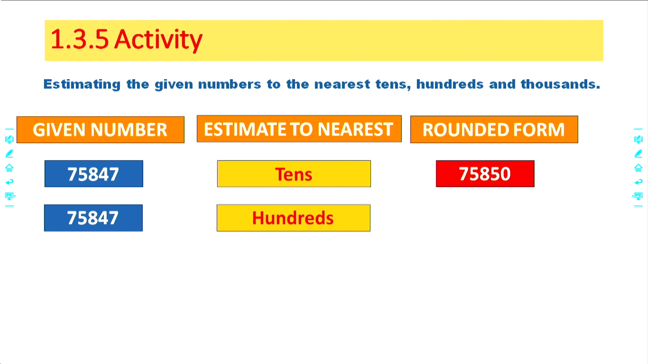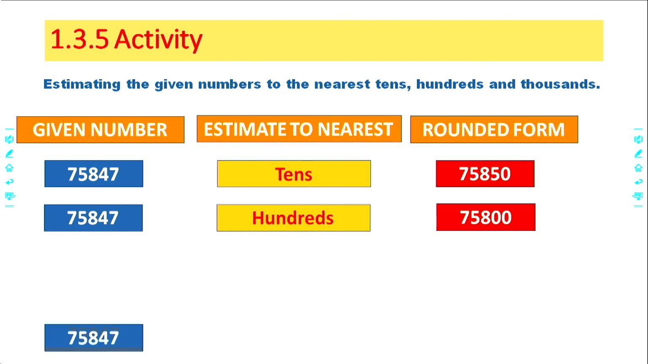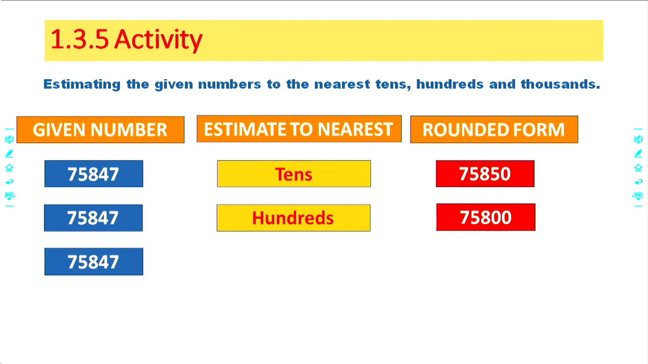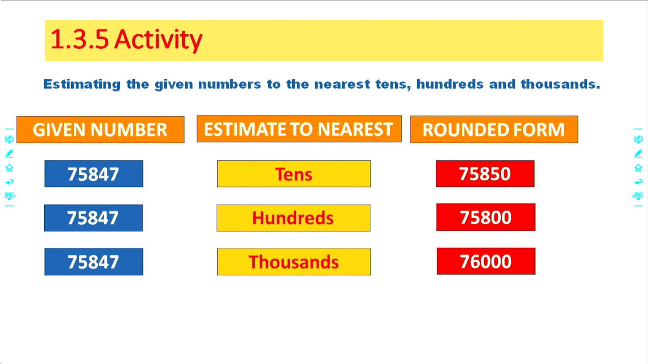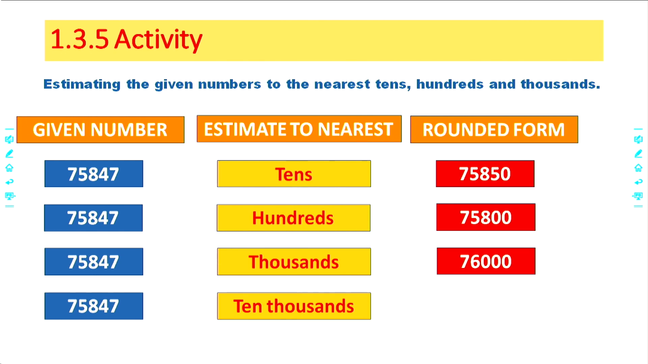Next, for the same number, you have to estimate to the nearest hundreds. What would be the answer? Yes, it is 75,800. For the same number, you have to estimate to the nearest thousands. Yes, very good children. It is 76,000. For the same number, you have to estimate to the nearest 10,000s. Yes, it is 80,000. I think you have learnt how to estimate numbers to the nearest tens, hundreds and thousands.